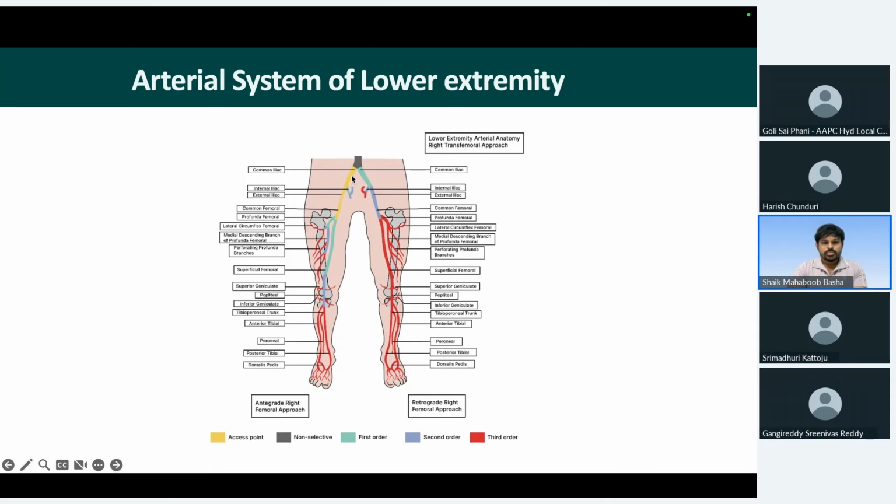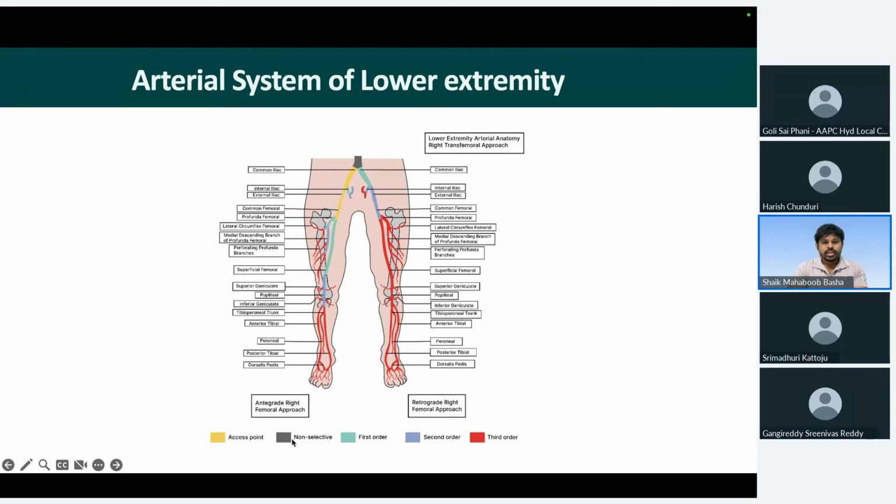If you see the access points, represented in yellow color, the major access points are the common iliac, internal iliac, external iliac, or common femoral. These are the major arteries, major blood vessels, that the physician generally chooses as the access point. Once they do the puncture here, then based on the side they want to enter or the artery they need to intervene on, they will advance the catheter inside.